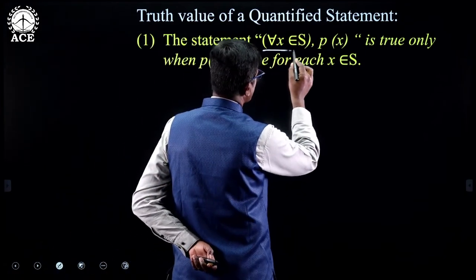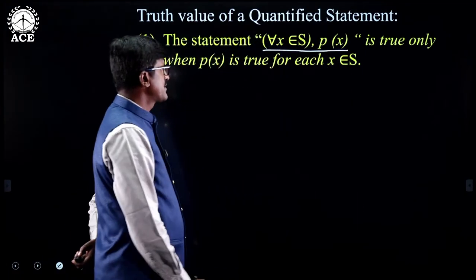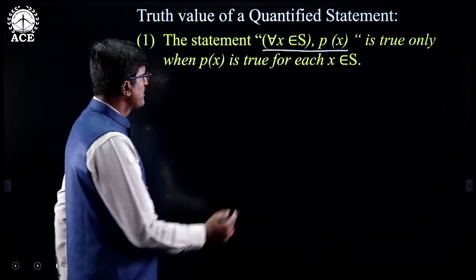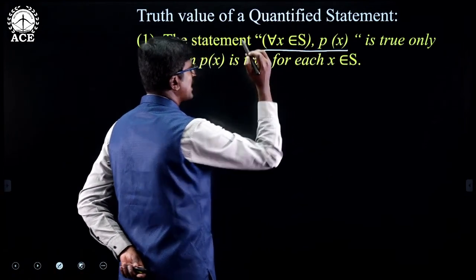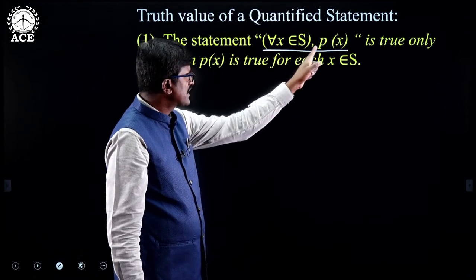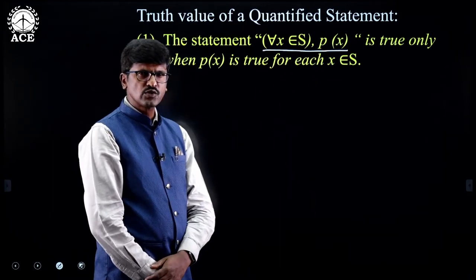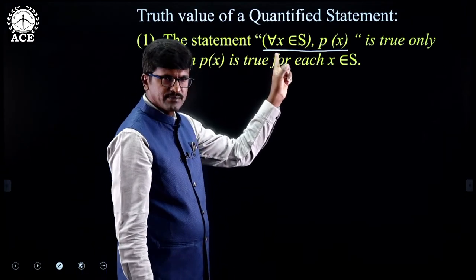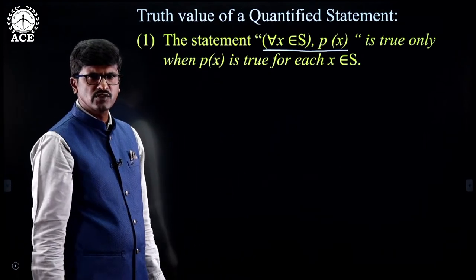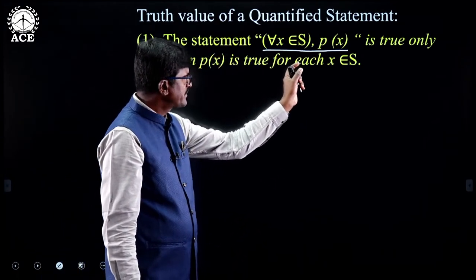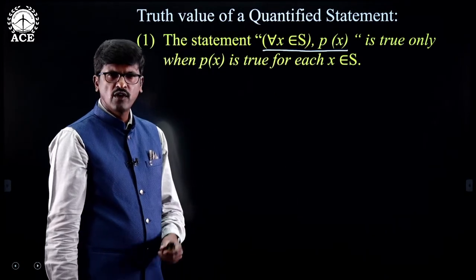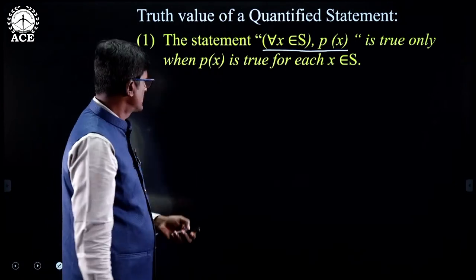So this is the universal quantified statement. This universal quantified statement is true only when P of x is true for all x belongs to S. So here there is a universal quantifier: for all x belongs to S, P of x. So when P of x is true for all x belongs to S, then we consider this quantified statement as true. This universal quantified statement is true when P of x is true for every element in the universe.